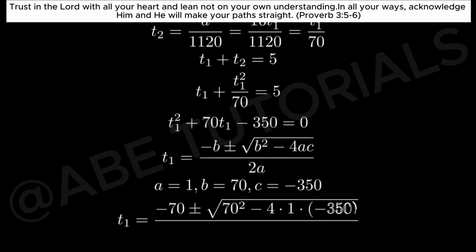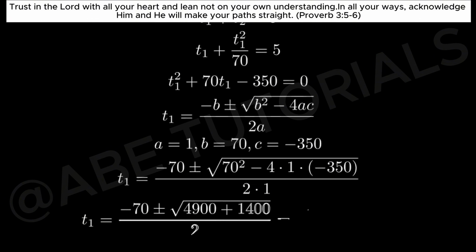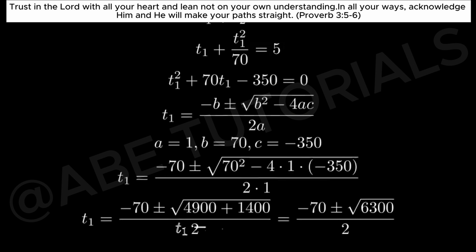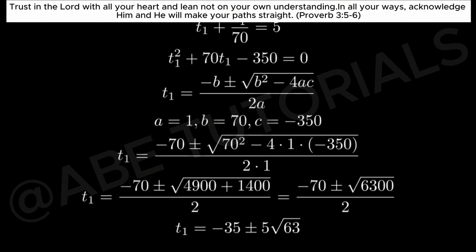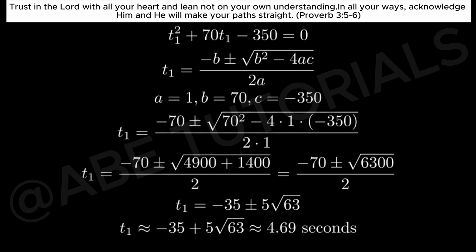Let's solve this quadratic equation. t1 equals negative 70 plus or minus the square root of 70 squared plus 4 times 350, all divided by 2. This simplifies to negative 70 plus or minus the square root of 4,900 plus 1,400, all divided by 2, which is negative 70 plus or minus the square root of 6,300, all divided by 2. This gives us negative 35 plus or minus 5 times the square root of 63. Since we're dealing with time, we need a positive value, so we take the positive root. t1 approximately equals 4.69 seconds.